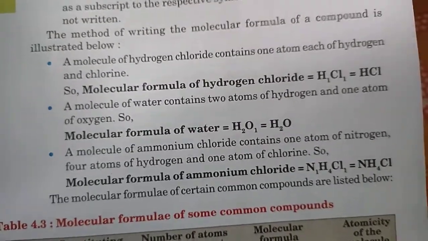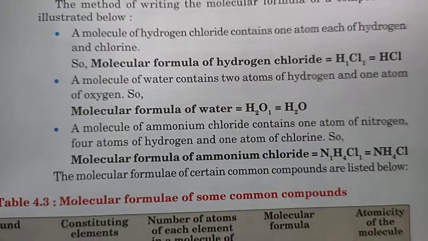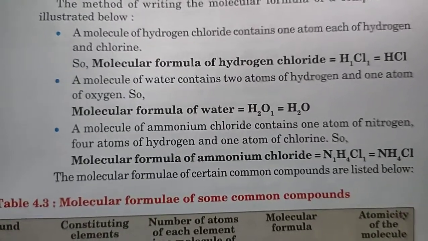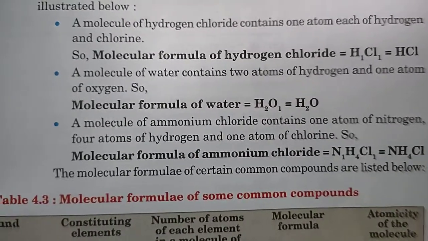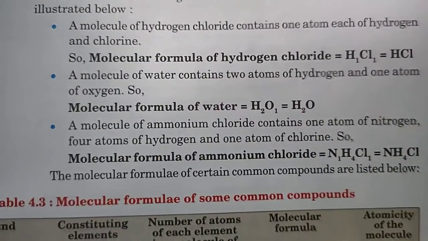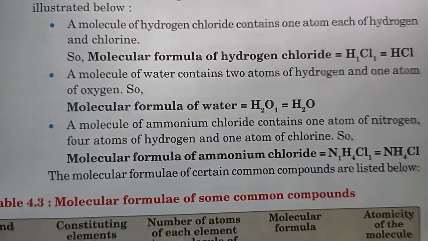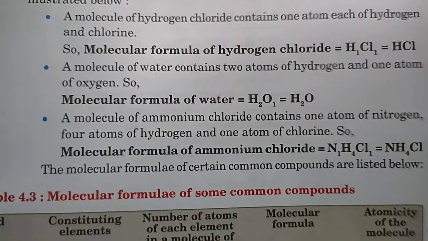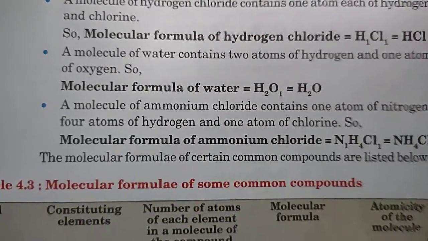Now the second example, a molecule of water. What is the molecular formula of water? We know that the molecular formula of water is H2O, which contains 2 atoms of hydrogen and 1 atom of oxygen. Now what is the molecular formula of ammonium chloride?